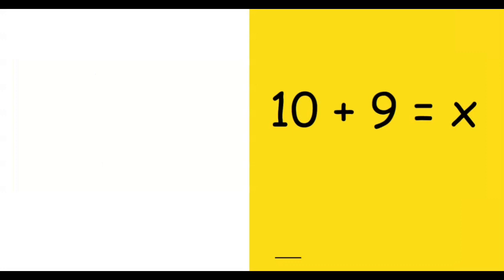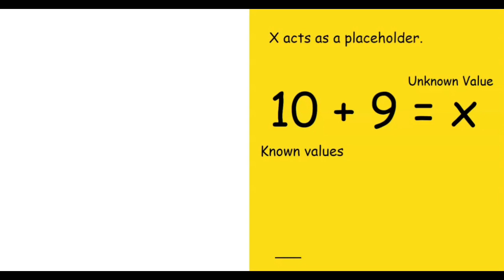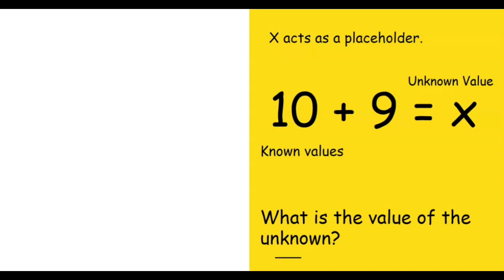For example, 10 plus 9 equals x. Here we have some known quantities or values, 10 and 9. But we want to know what our result is going to be when we add them together. We do not know what the result is, so we use an x to represent our unknown value. In this situation, x is being used as a placeholder. In essence, what we need to find is the value of the unknown.